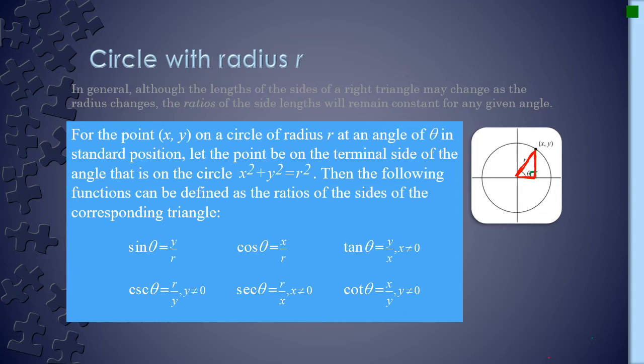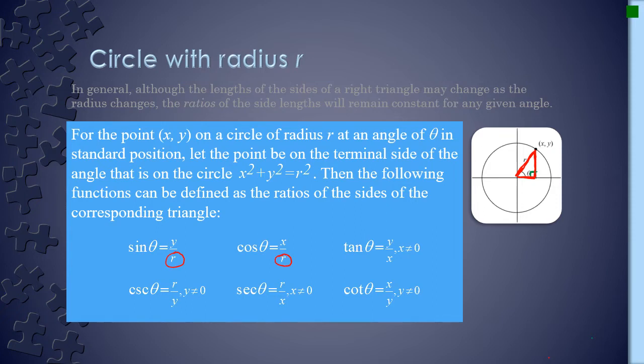Nothing has really changed. Sine before was just y, but now we're going to say if the radius is something other than 1, we have to make sure to divide by that. Same thing for this one.